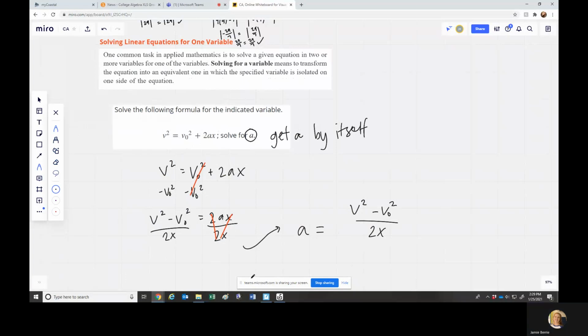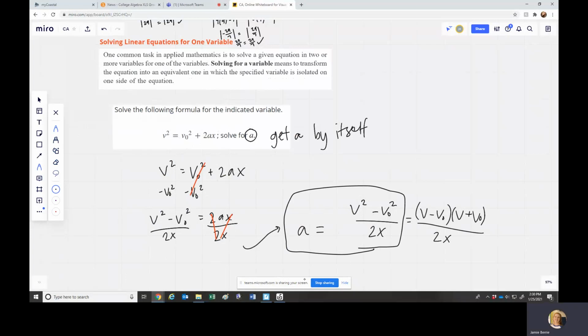Now, I don't see anything about simplifying here. I was just looking at this and thinking you could factor this. This is a difference of squares. You could factor the top into v minus v sub 0 times v plus v sub 0 all over 2x. This is a difference of squares, but they don't say anything about simplify, so I think this should be fine. So this would be like if they asked you to simplify. So this is the simplified form.